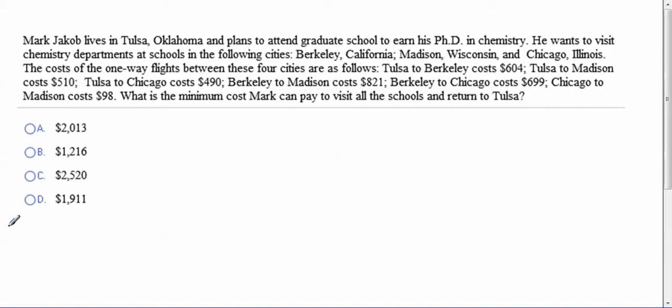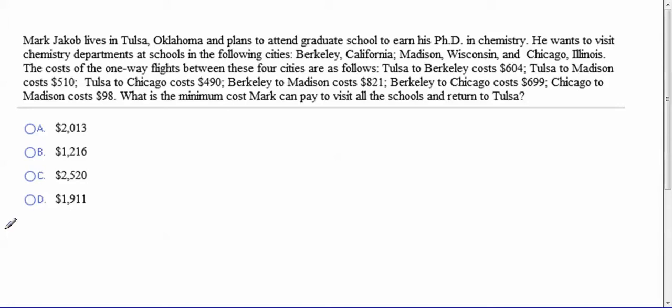So we want to minimize the total cost. Now to do that, we're going to have to first construct a complete graph, which means it will have several vertices, and every two vertices will have an edge or a flight connecting them, and each edge will be associated with a cost of the flight. And then we're going to want to find all the different routes that, in this case, Mark Jacob could take to go from Tulsa, Oklahoma, and visit all these cities that he may go to graduate school in, and then at the end return back to Tulsa, Oklahoma.